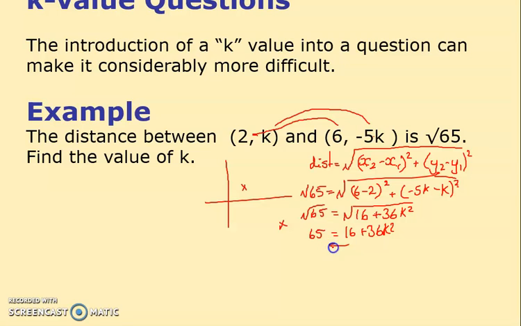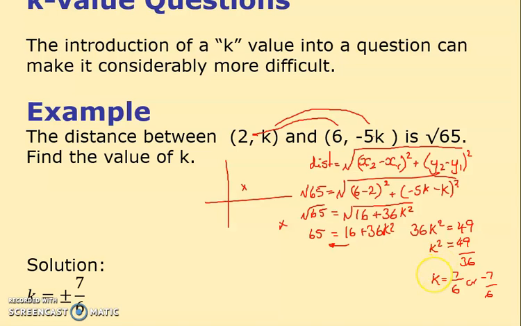Move the 16 over. That sounds to me like 36k squared equals 49. K squared equals 49 over 36. And k therefore is equal to, if I square root 49 over 36, I get 7 over 6. Not quite actually, or it could be minus 7 over 6. It doesn't say it's positive or negative, so it could be either. I've written plus or minus 7 over 6.